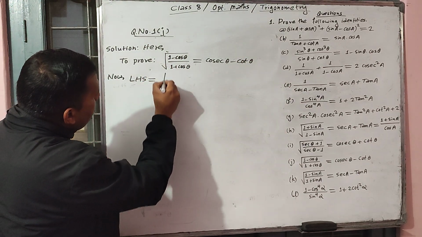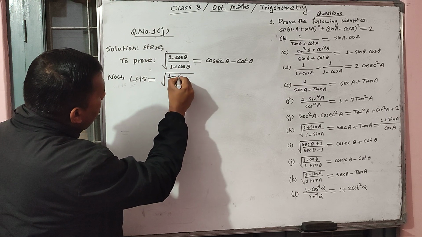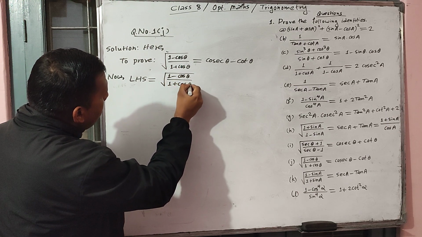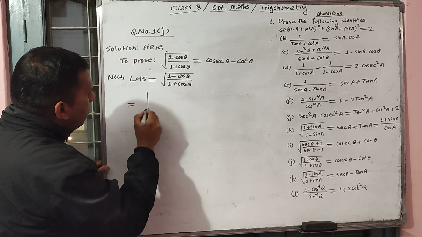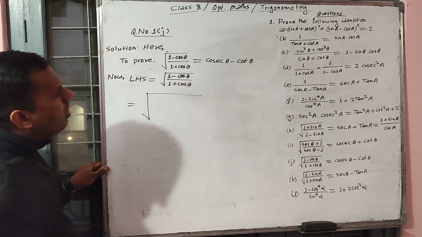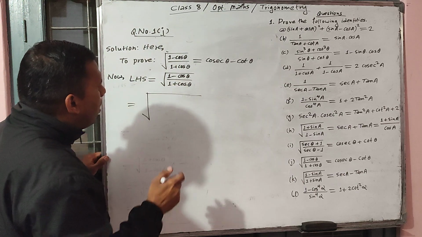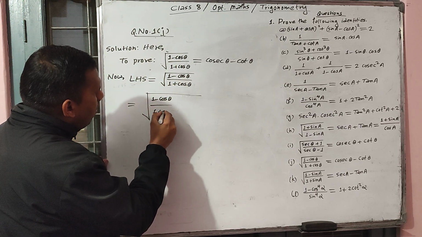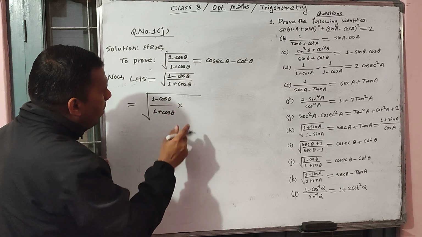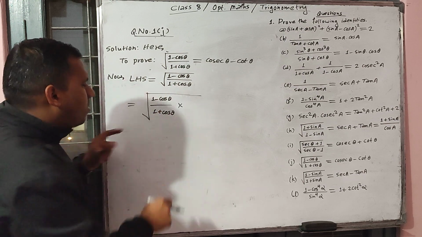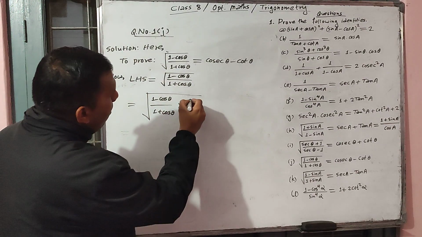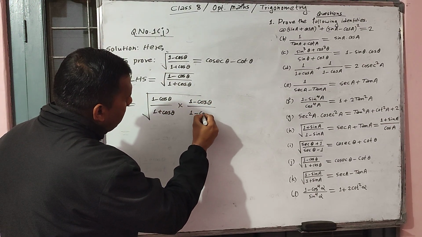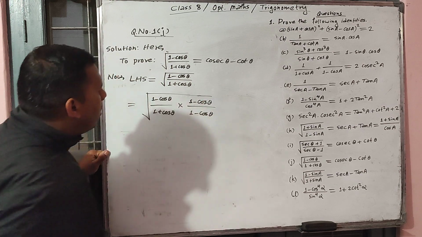Now LHS equals the square root of (1 minus cos theta) upon (1 plus cos theta). Again, in this question we use the conjugate of the denominator. So we can write (1 minus cos theta) upon (1 plus cos theta), multiplied by the conjugate of the denominator 1 plus cos, which is 1 minus cos. So (1 minus cos) upon (1 minus cos).